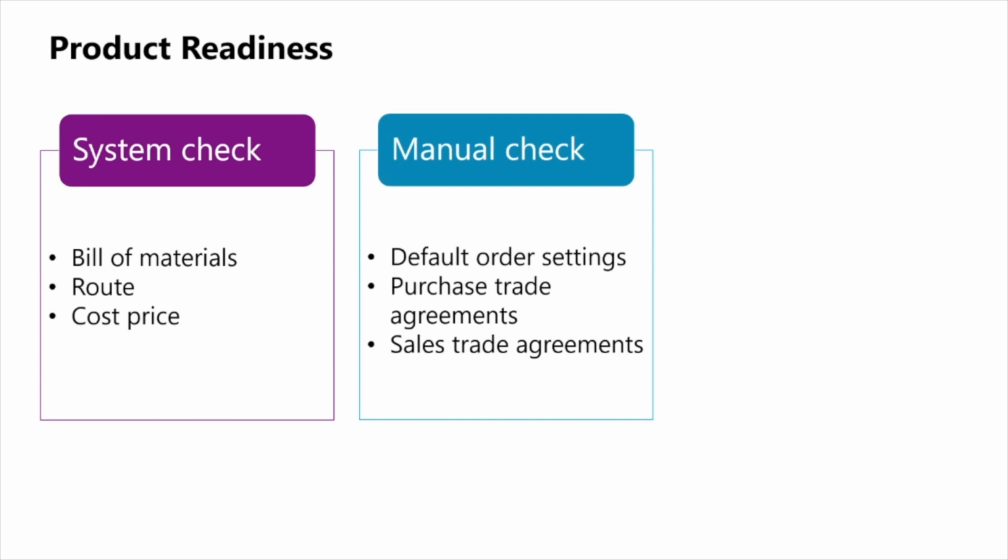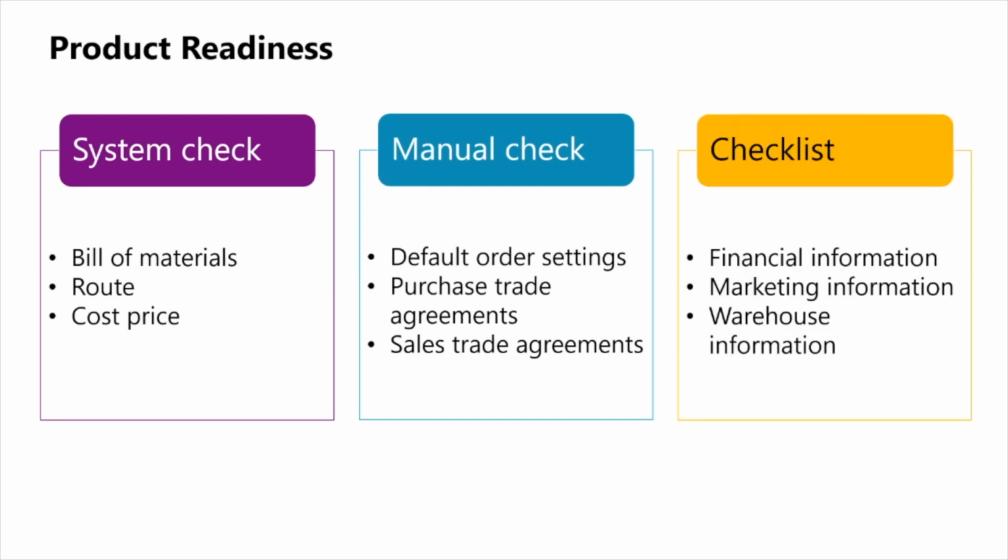Similarly, the sales team or procurement team needs to verify if sales trade agreements and purchase trade agreements are defined for the product. You can also use a checklist to do some checks. The user answers a series of questions from a checklist, and the system determines whether the answers meet expectations. For example, product financial details need to be verified before it can be made active and transacted against. A checklist can be created to capture all the financial details.